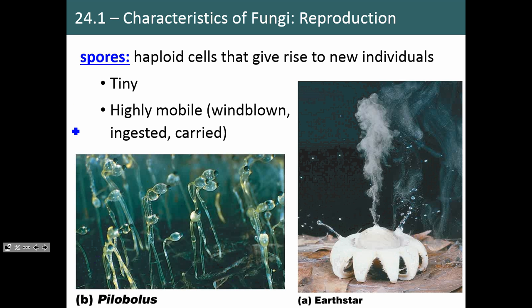Maybe. So the spores are haploid cells that give rise to new individuals, right? They're tiny, they're very mobile. These are spore-producing structures here, and then when this little dark cap dries, very much like the spore-producing structures of our moss, that little capsule will pop open and spores will come out. This is an earth star, a type of puffball mushroom, and those actually give off their spores when water hits the surface. The spores poof up from it.